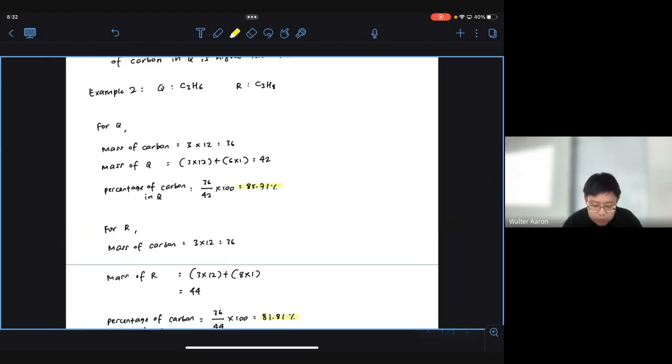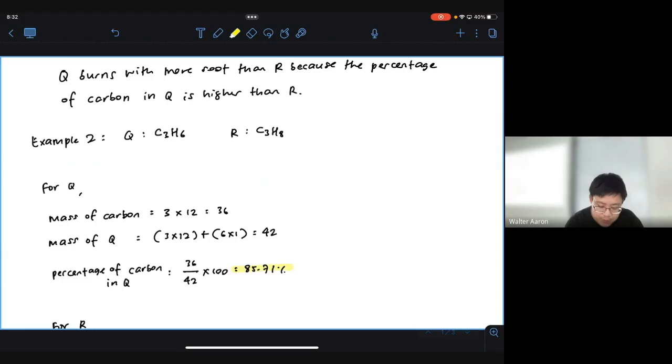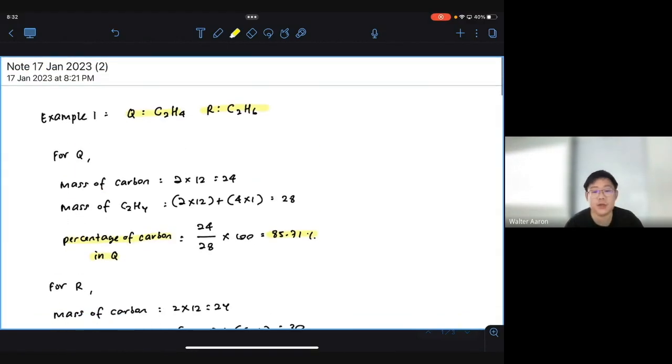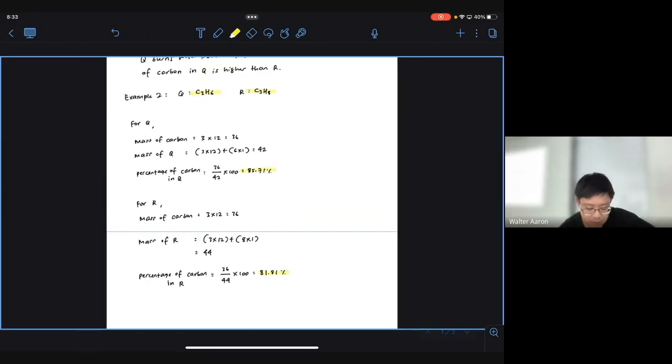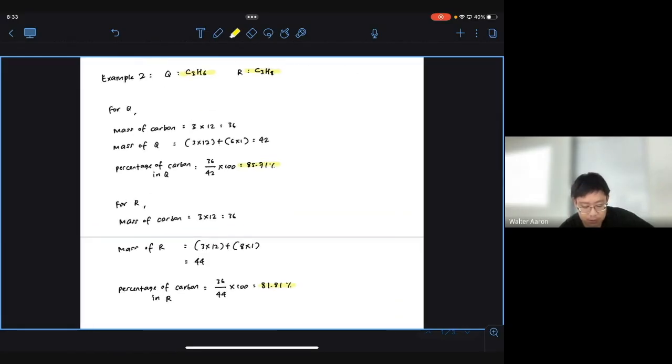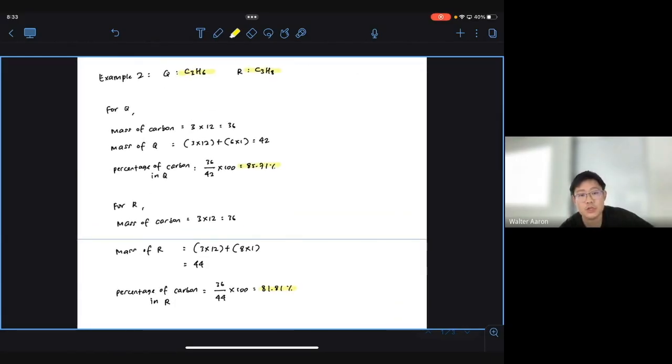So you can either use 3 carbon atoms, alkene and alkane, to calculate the values, or for this part here, you can just use the 2 carbon alkene and alkane to calculate them. Either way, you'll still be able to get the same answer. The explanation is the same, right? The reason why Q can burn with more soot compared to R is the fact that they have higher percentage of carbon, and this higher percentage of carbon leads to more sooty flame when being burnt. Okay, so this is just an explanation lah. You have to write down the calculation to get the marks necessary to justify the sootiness of the flame.